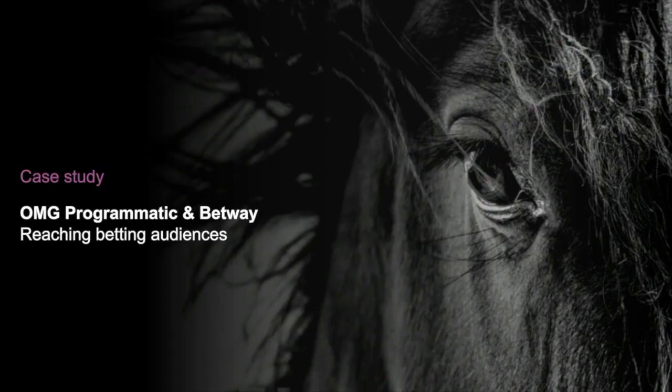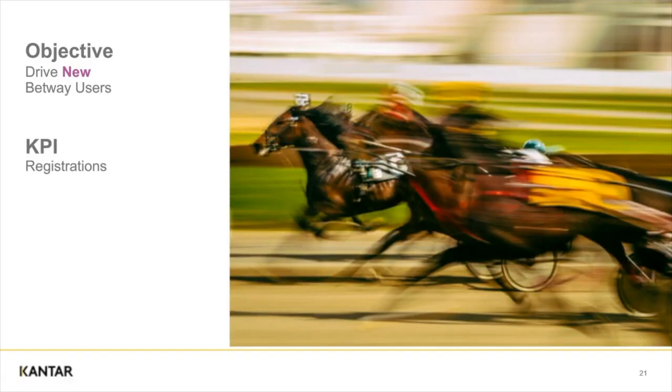And I'd like to show you a real-life example with a case study that we got from Betway, a gambling company in the UK, and that it was run by their agency, OMG Programmatic. Basically, for this campaign, the main objective was to drive new registrations to the Betway site. So really focusing on reaching brand new users was the main objective of the campaign, and the KPI was the number of registrations on the website.